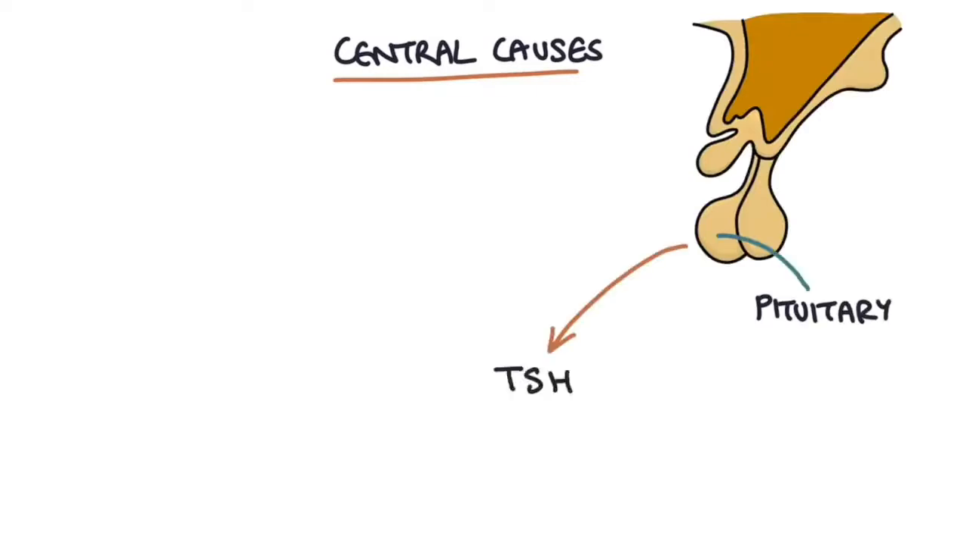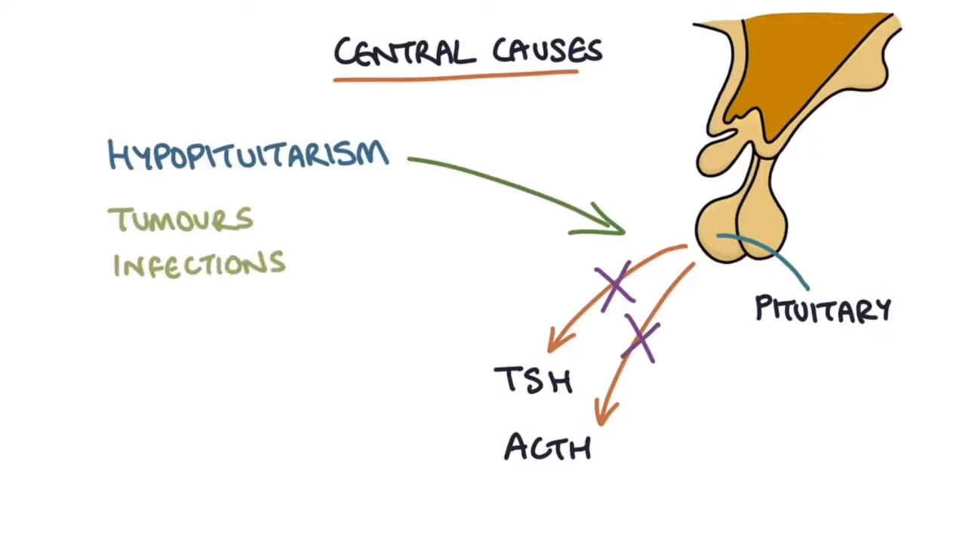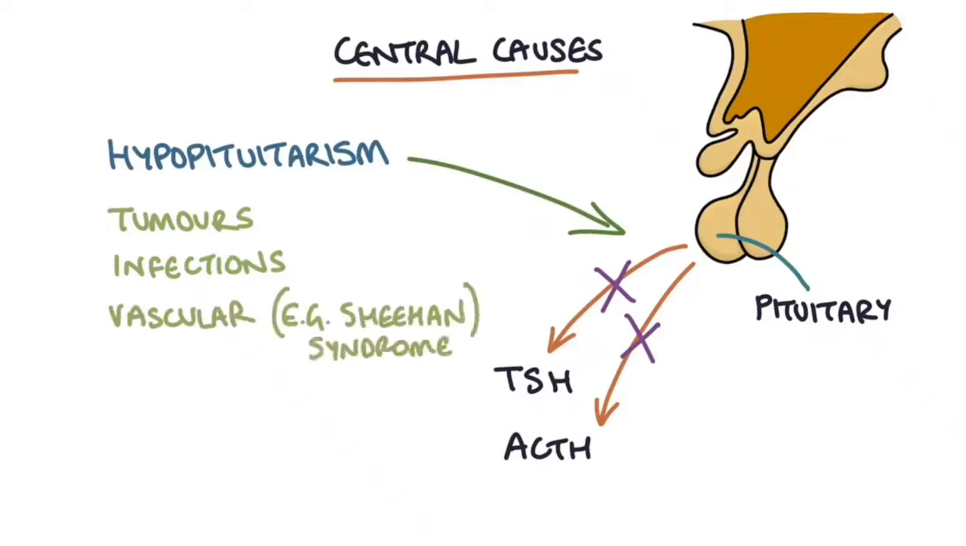There's also secondary causes of hypothyroidism, or central causes, and this is where the pituitary gland is failing to produce enough TSH. And this is often associated with a lack of other pituitary hormones as well, such as ACTH. And this is called hypopituitarism, and it has quite a few different causes. And these causes can be tumours of the pituitary gland, infections in that area, vascular pathology, such as something called Sheehan syndrome, where you get pituitary necrosis after massive blood loss during childbirth, and radiation therapy to the pituitary gland.